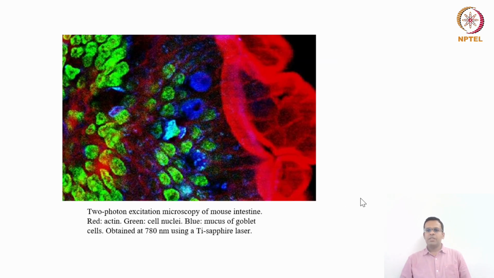Here you can see one image of the two photon excitation microscopy of mouse intestine, and you can see the actin in red color, the cell nuclei in green color, and the mucus of goblet cells in blue color. And this image has been obtained at 800 nanometer using a Ti sapphire laser. Okay, so with the same laser you can illuminate all these three dyes and you can collect the fluorescence in different channels. And again, in this two photon illumination also you can take the Z-stack images. Okay, so this is how the two photon microscopy works.